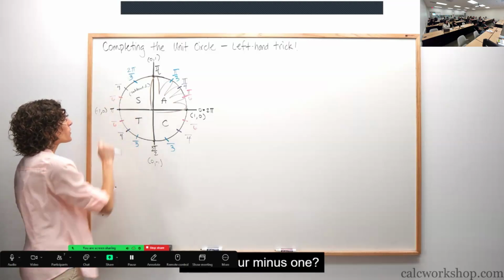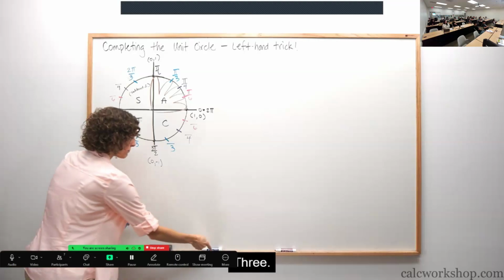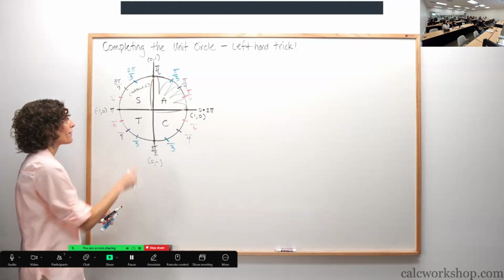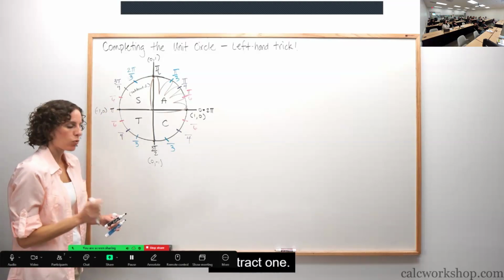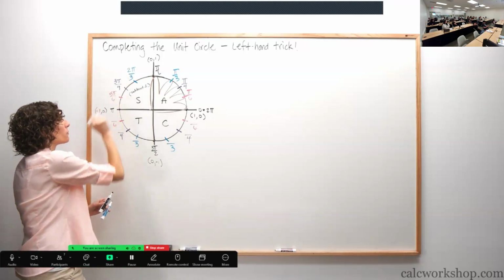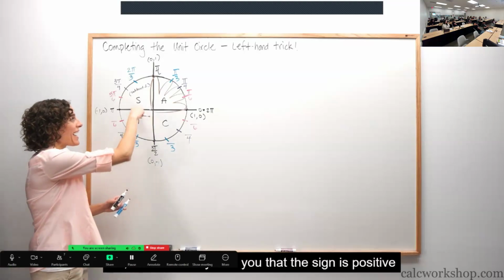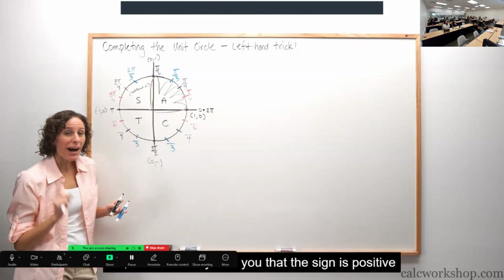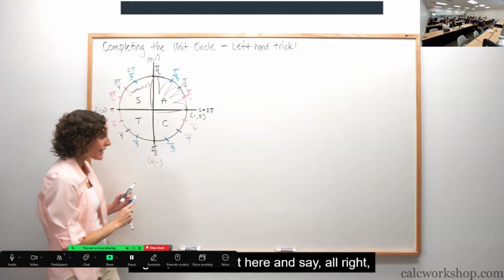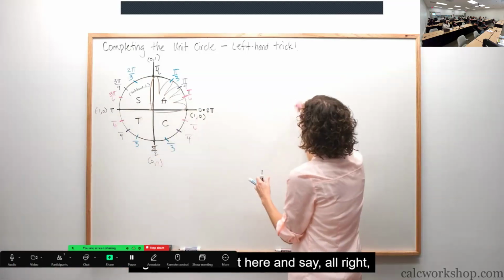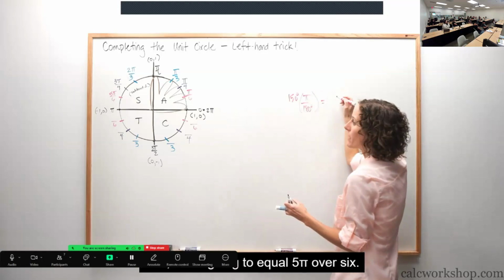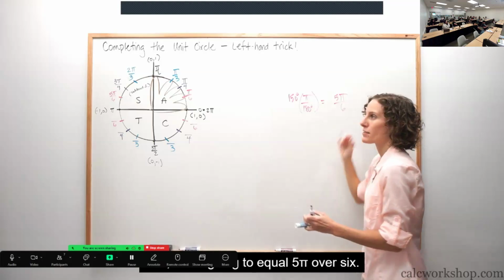Subtract 1. What's 4 minus 1? 3. This value is 3 pi over 4. 6, subtract 1. 6 minus 1 is 5. 5 pi over 6. So that S not only tells you that the sign is positive in that quadrant, but it's helping you to remember how to get the radian measures. Again, we could sit here and say, all right, 150 degrees times pi over 180, well, that's going to equal 5 pi over 6. We could.